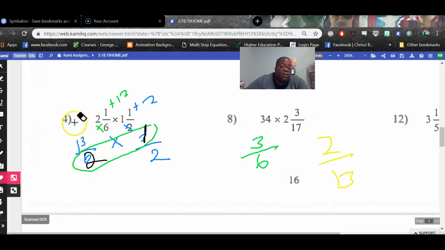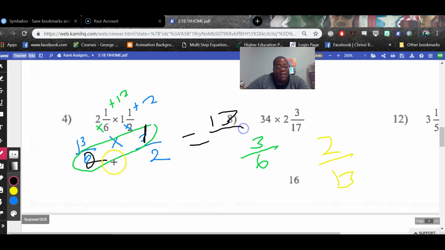And now that you've done all your reducing, you simply multiply straight across. If I multiply straight across, I have 13 times 1, which is 13. And then a 2 times 2, which is 4. Now, our fraction is 13 over 4, which you know is an improper fraction, and you don't want to leave improper fractions as a final answer. You must change it to a mixed number.